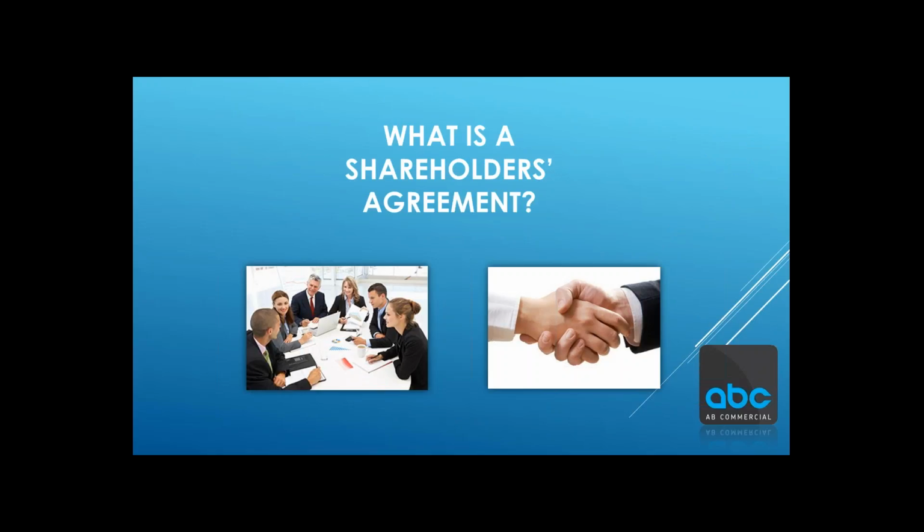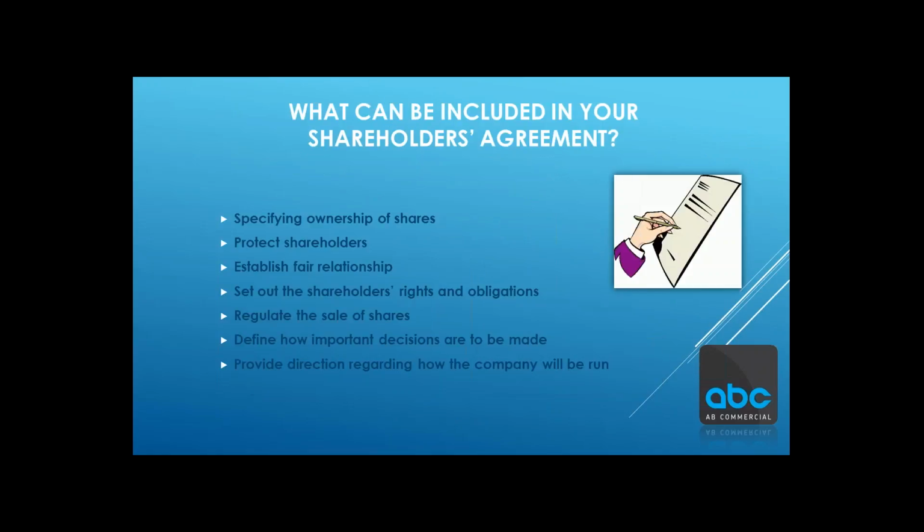There is no standard form for a shareholders agreement. As such, they are very flexible and can be tailored to fit the company's individual needs. As we will discuss, shareholders agreements can accomplish many things. They can govern how a company is managed. They can protect the shareholders. They can establish fair relationships between shareholders, establish the rights and obligations of shareholders, establish procedures for the sale of shares in the company, provide direction regarding how the company will be run, provide certain protections for minority shareholders, majority shareholders, and the company, and set out how important company decisions will be made.